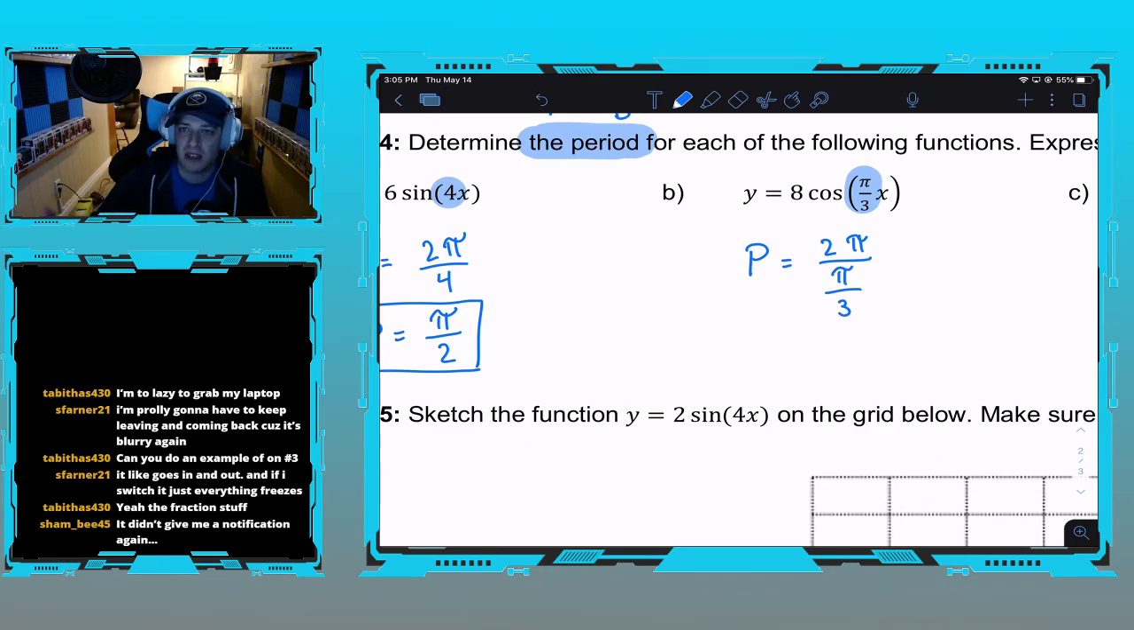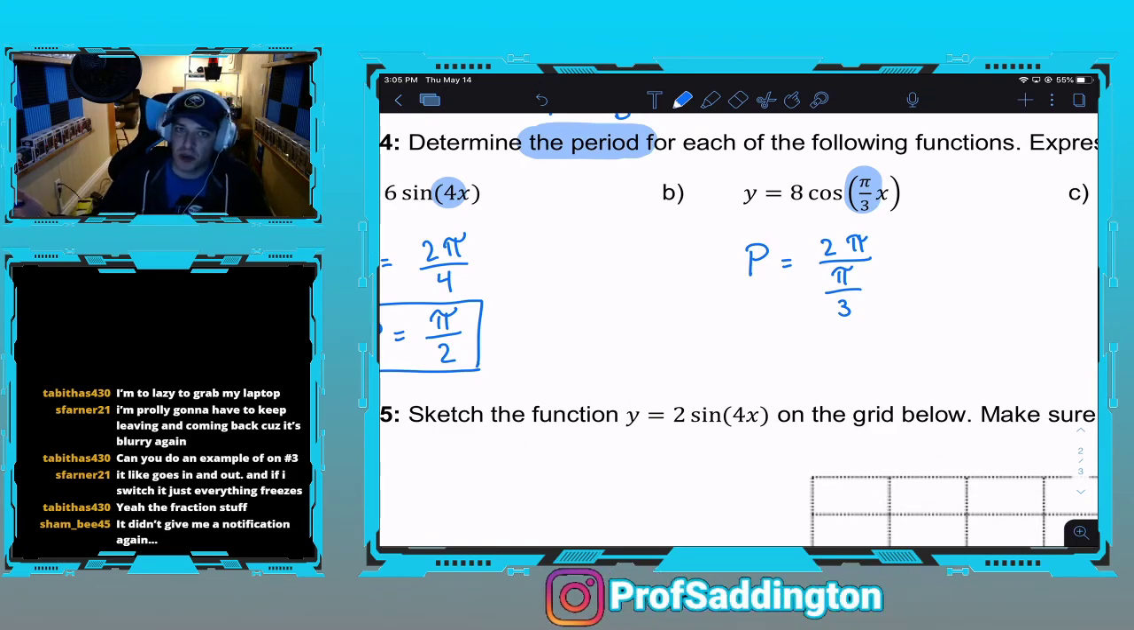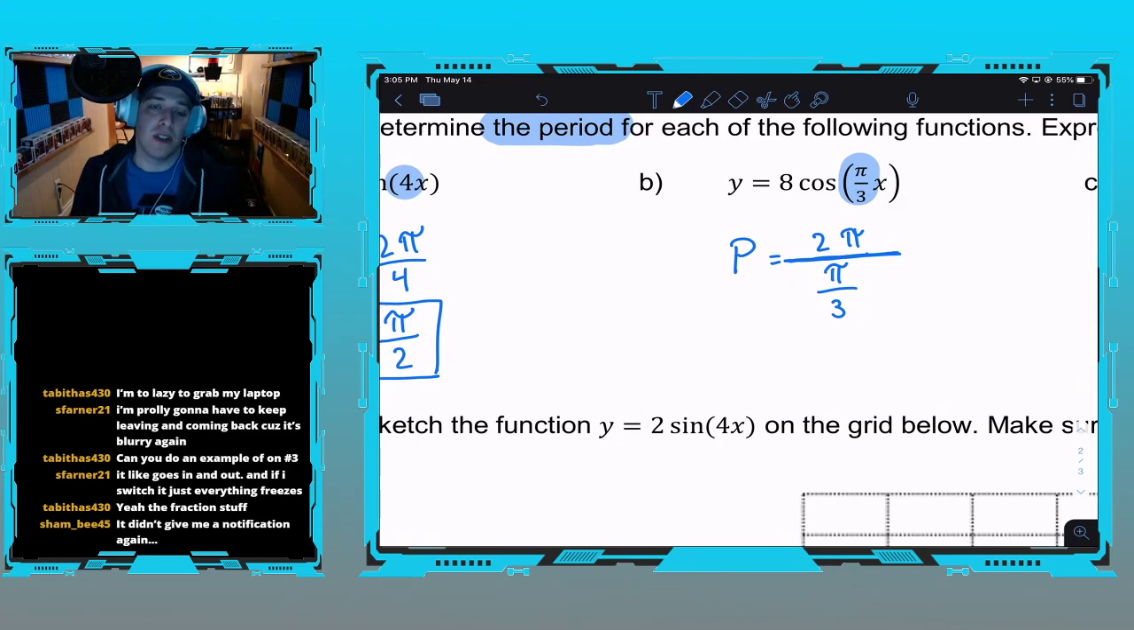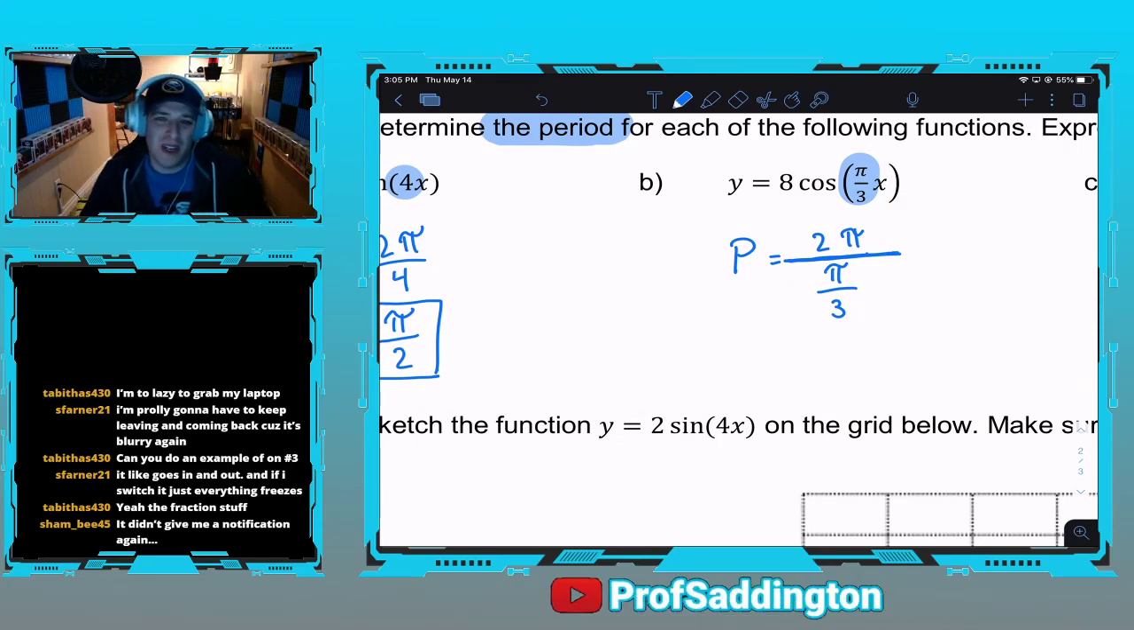I'm going to show you guys something, and then I'll show you the little shortcut for it. This is a complex fraction. We solved complex fractions in the last unit. And actually, you know what? I'm just going to show you guys the shortcut now.